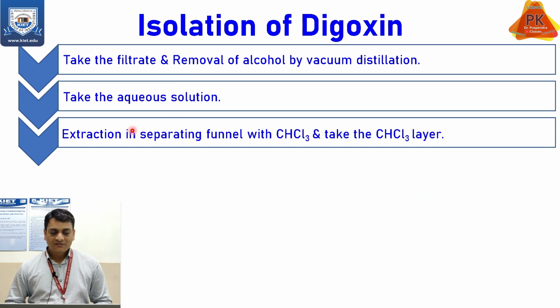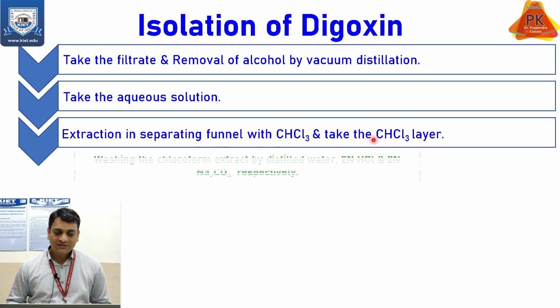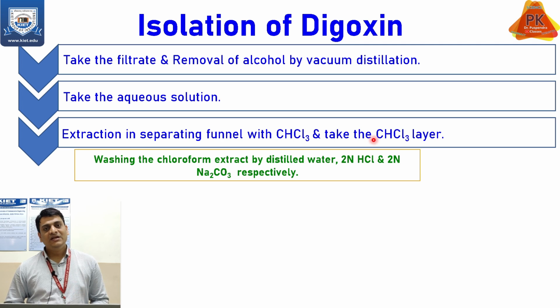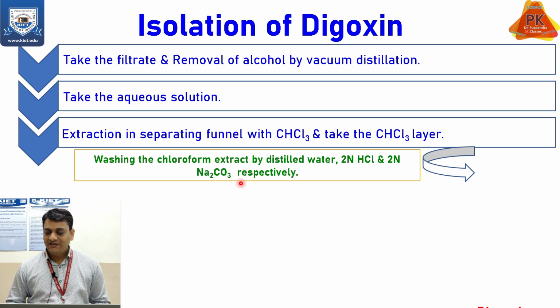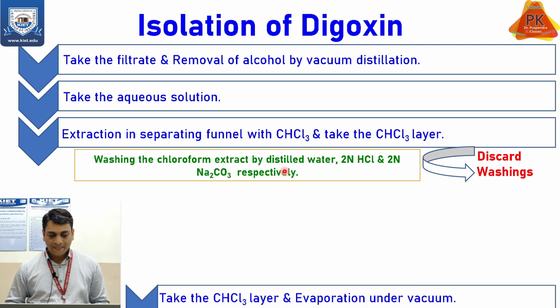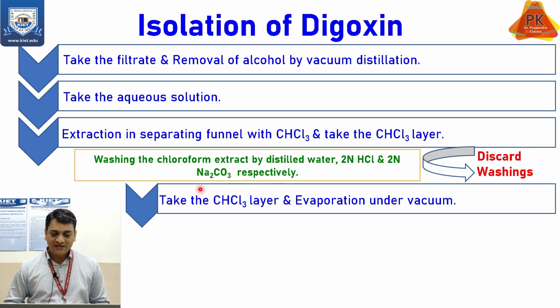After that the aqueous part is further extracted in a separating funnel with chloroform, and we take the chloroform layer, which is washed with distilled water, then 2 normal hydrochloric acid, then 2 normal sodium carbonate, respectively. After washing we discard all these washings, take the chloroform layer and evaporate it under vacuum.